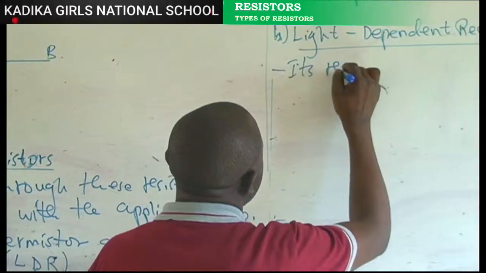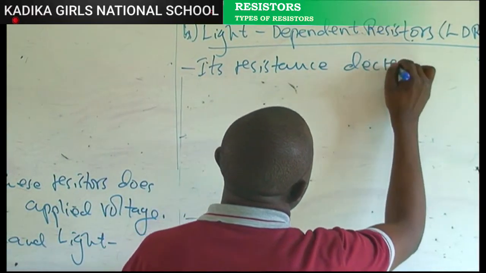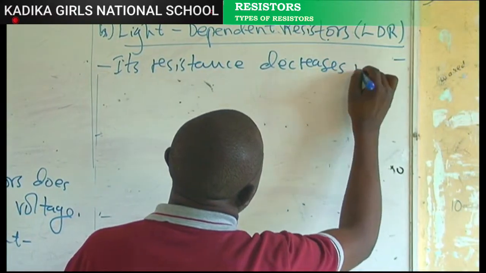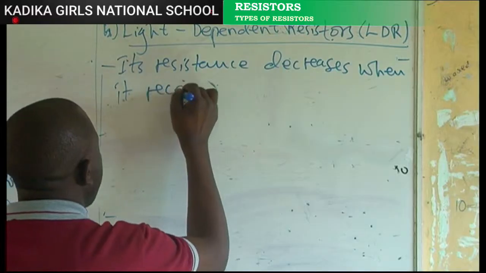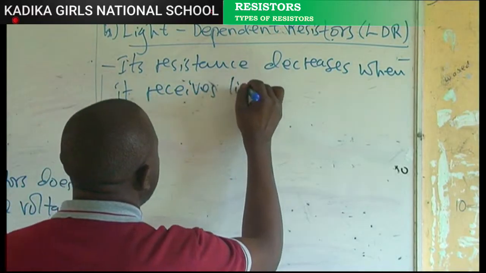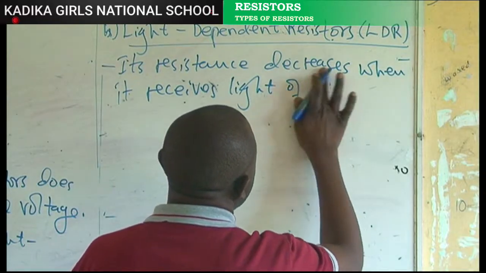Its resistance decreases when it receives light of increasing intensity.